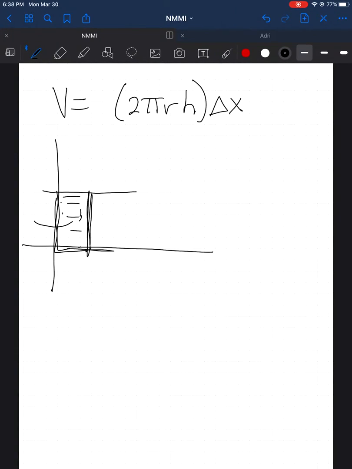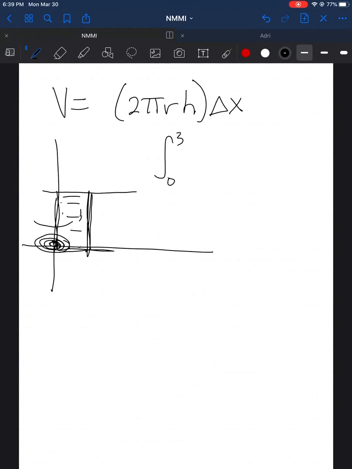So it's coming around like this. Our smallest shell is going to be right here. And then it'll increase. It'll be a bigger shell and a bigger shell and a bigger shell until we add them all up and it goes all the way out to x equals 3. So that tells me that my shells are going to be integrated from 0 to 3. From here to here.